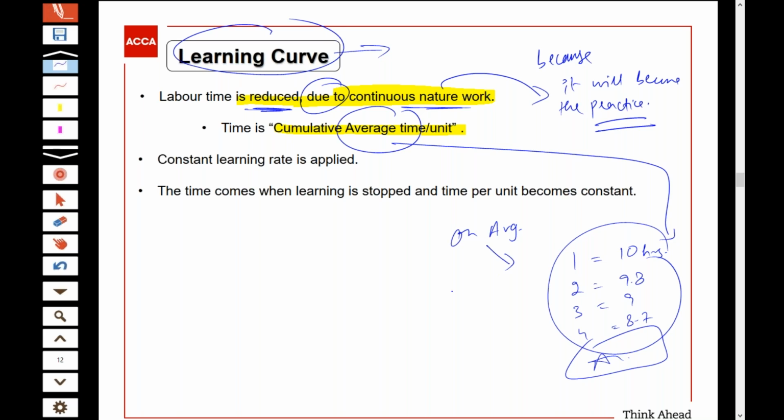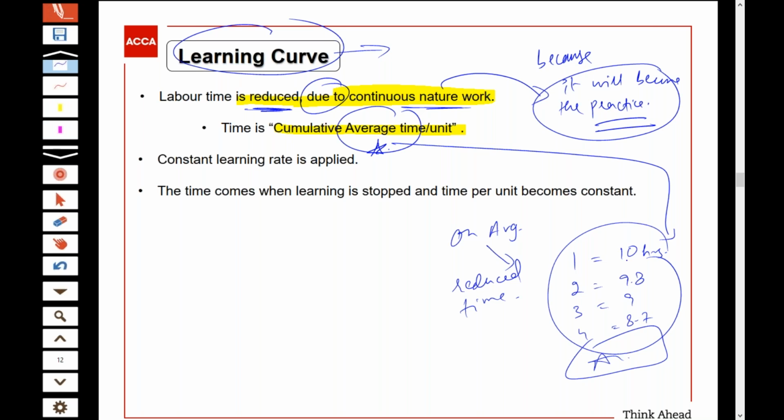Now on average, you will be experiencing the reduced time. So this is not the absolute time. This will not be measured. Obviously, we all are human beings. Sometimes we take more time, sometimes we take less time, but due to continuous practice, I will be in a position to take less time, and the time measurement will be in an average form.